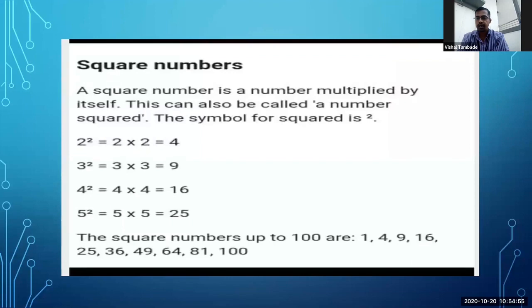And 81. 81 is the square of which number? 81 is the square of 9, because 9 times 9 is 81. Now 100. 100 is the square of which number? 100 is the square of 10, because 10 times 10 is 100.